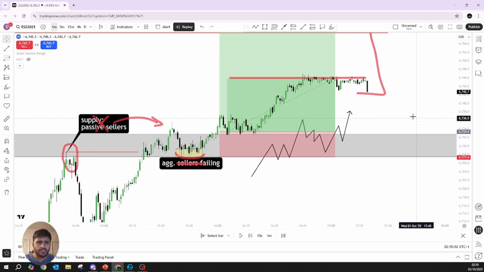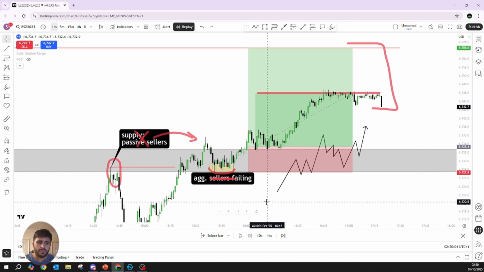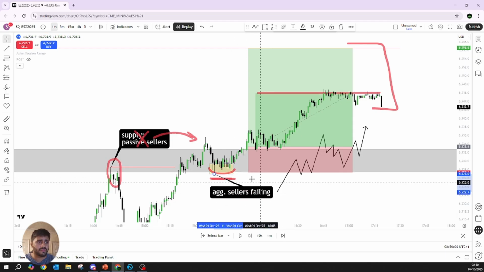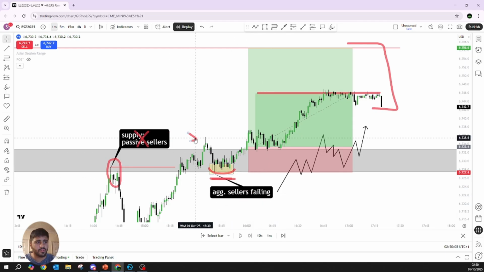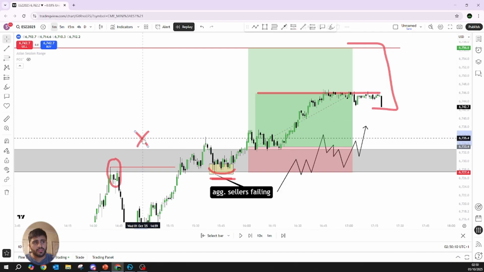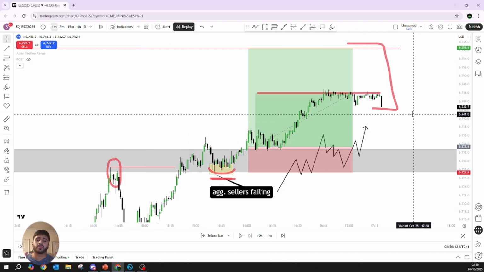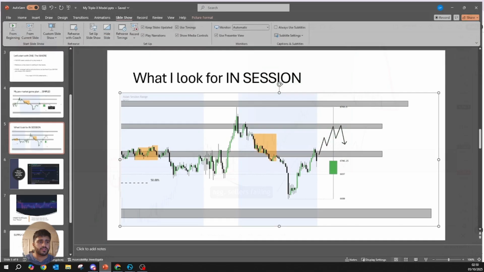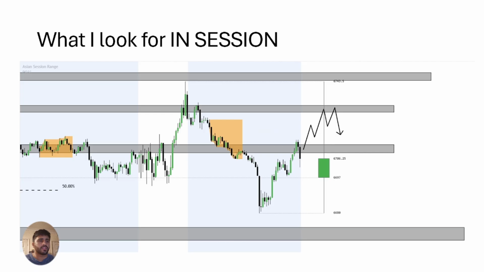So just to sum this video up, right? This is a flip zone. This is what we call a flip zone, supply to demand interactive flip zone. So when you're looking at this region, when you're just looking at this from a bird's eye perspective, right? So if we just go back to our presentation here, just to finish off. So this is what I look for in a session, right?